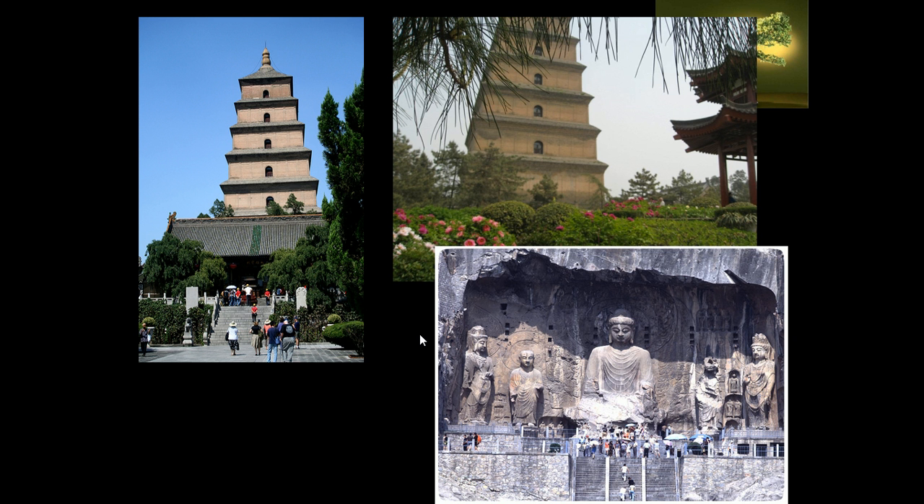You can see a lot of the influence of Buddhism here. This is called the Goose Pagoda. That's my own picture of it. This was a really huge pagoda, obviously, built, I think, in the late 600s out in Xi'an, which had been the capital of China during the Han Dynasty. And of course, you can see the influence of Buddhism in a lot of the sculptures that exist around China still today.